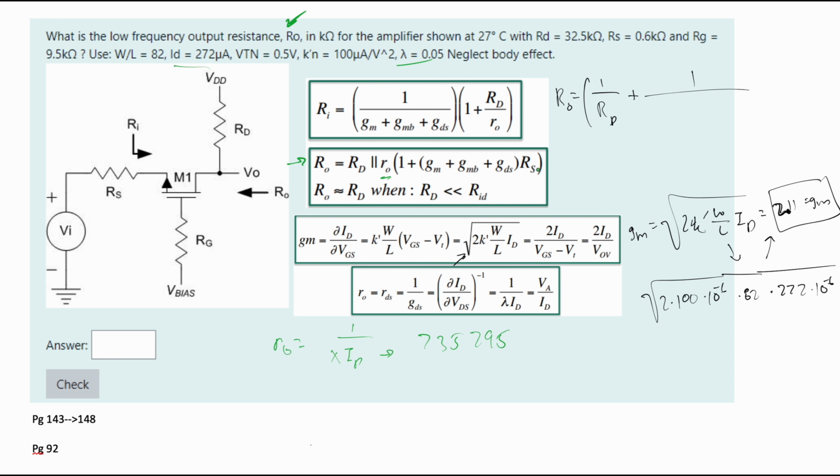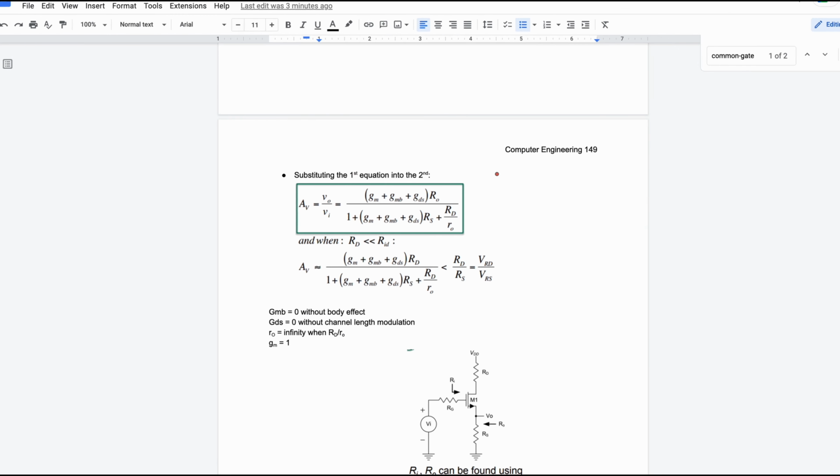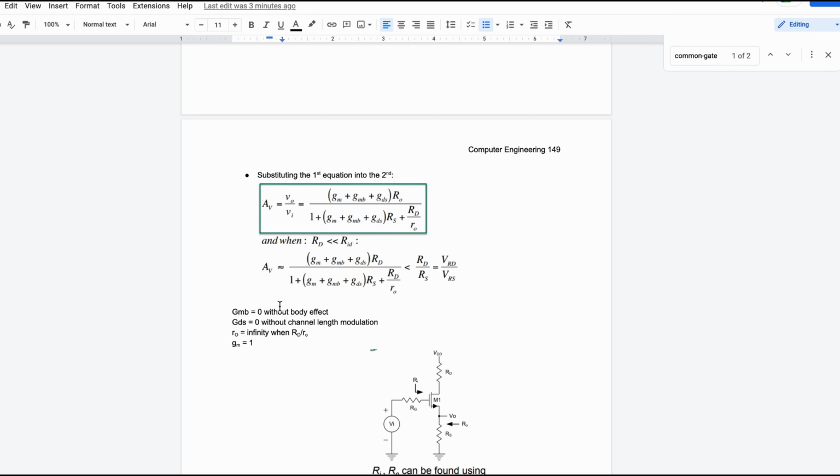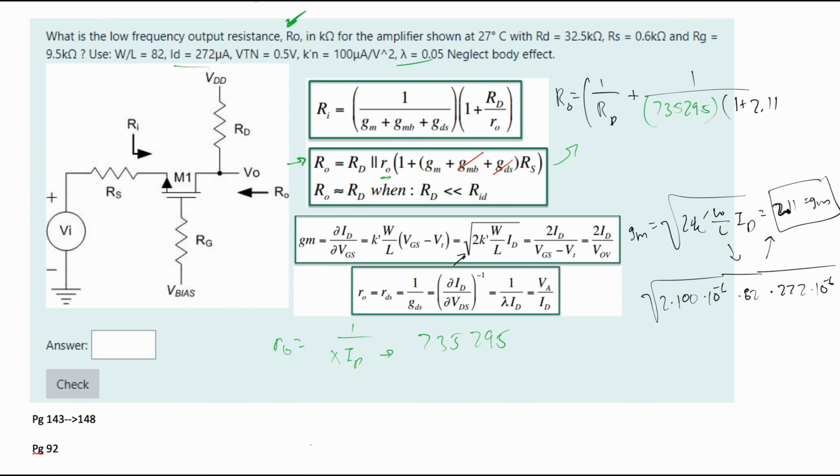So plugging this in for here, we are going to have our r naught be 735,295, and then we are going to have a 1 plus our gm, which is 2.11. Everything else is going to be 0, so gmb and gds are 0, and this is because we're neglecting the channel length modulation and body effect. So with those 0, we can multiply this by our RS as well. So we're going to take all this, plug it in, and we are going to get for our answer approximately 27.198. And this is going to be in kilo ohms, and this is how we would go about looking at this problem and anything like it.